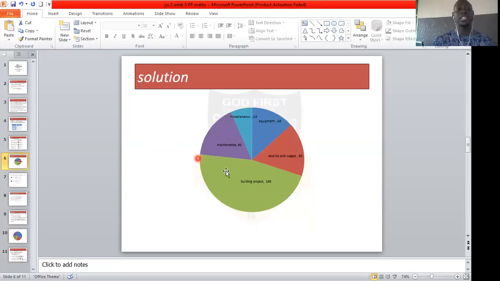I told you earlier in the notes that it's used to compare data. Now you can compare that. The largest data, the highest frequency here, is the building project. The smallest frequency here is miscellaneous, due to their sizes. So you can do that. Now, that is how to present data in the pie chart.